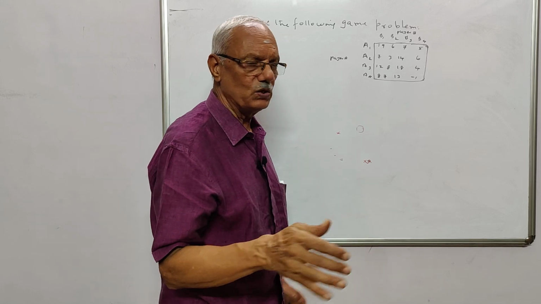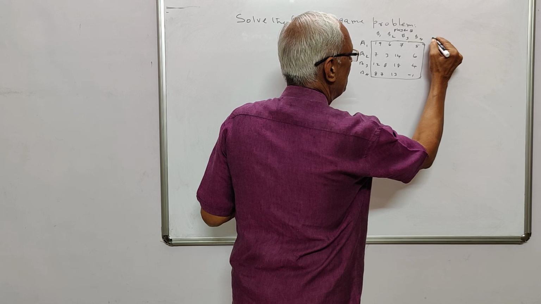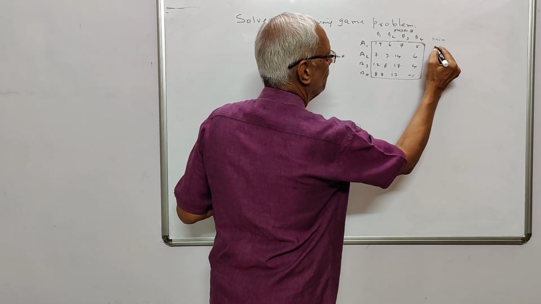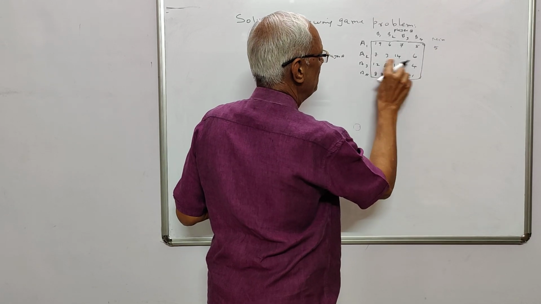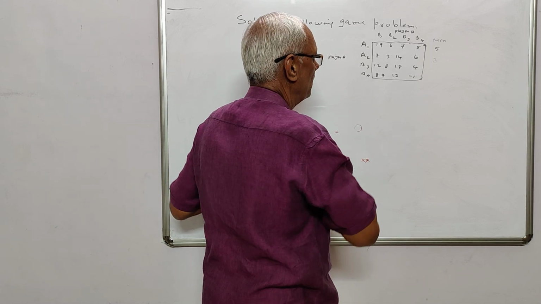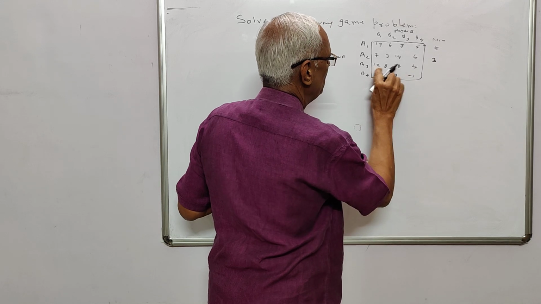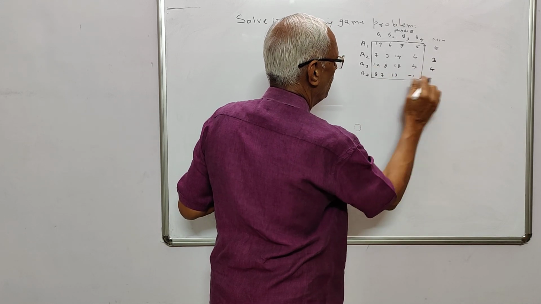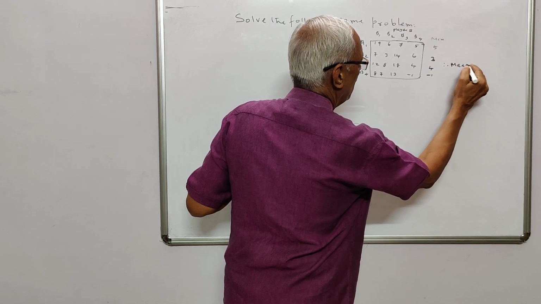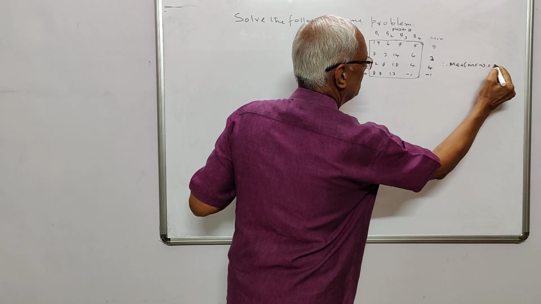Now, as I was telling you, I'll go for collecting the minimum of each row. What is the minimum of this row? 5. And what is the minimum of this? 3. And here 3. What is the minimum of this? 4. Therefore, max of min is equal to, what is the maximum of this? This one.